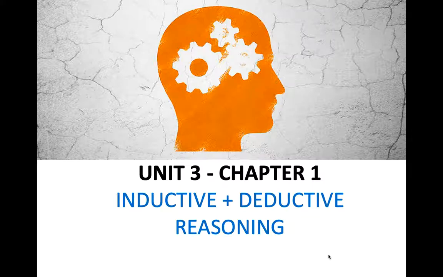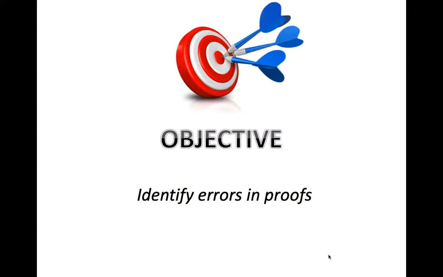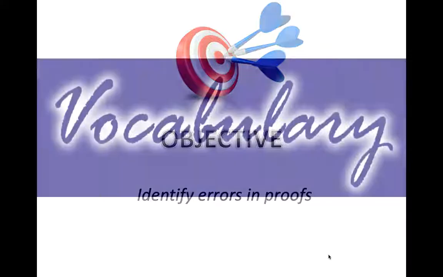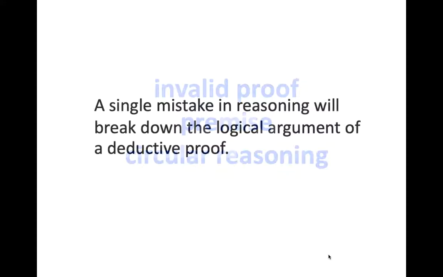When it gets to deductive reasoning, we are actually setting out to prove something conclusively. And so today we're going to be looking at how do we know when a proof is no longer valid? And what we're going to be looking for are some of the common errors that we find in proof writing. So the vocabulary I want you to be watching out for is invalid proof, premise, and circular reasoning. Make sure that you take note of those as we go through this video.